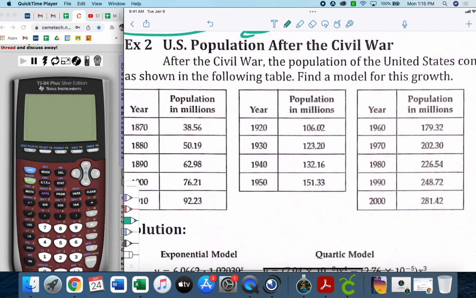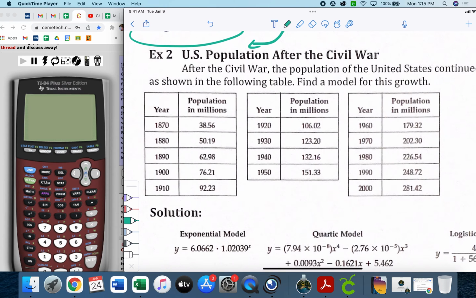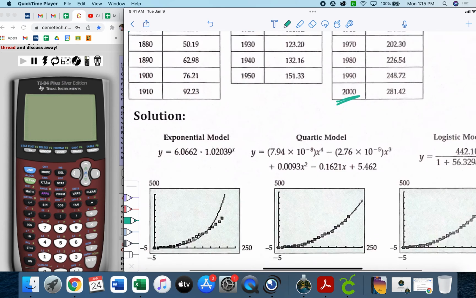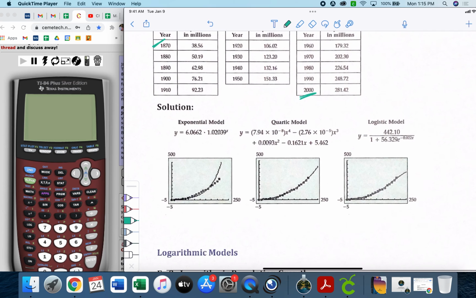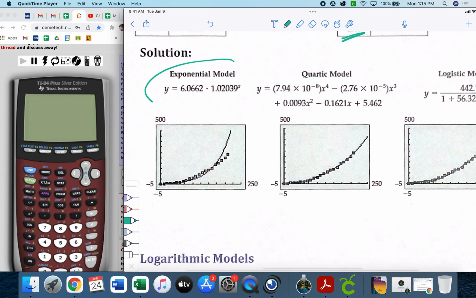So they gave the population after the Civil War, and they have years, 1870 up through 2000, marked. And they went ahead and did this. We don't have to do anything for this. They're saying if we do an exponential model, it looks like this, a quartic model.